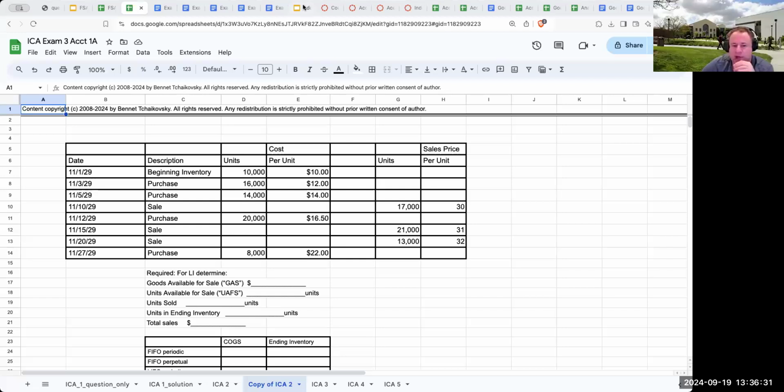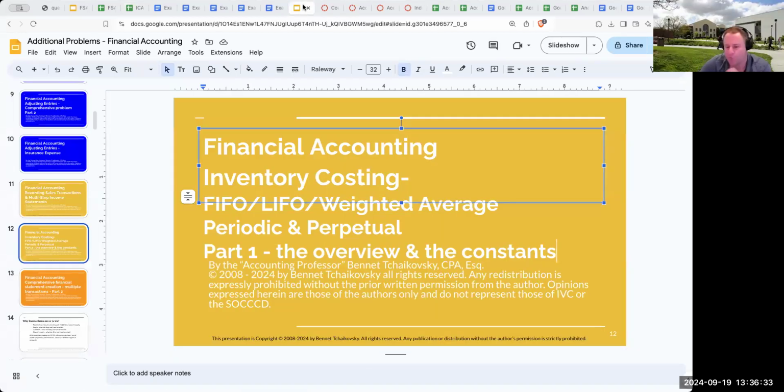So today we're going to be looking at some inventory costing, and this is right over here. We're going to go ahead and do an overview, and then we're going to talk a little bit about the constants.